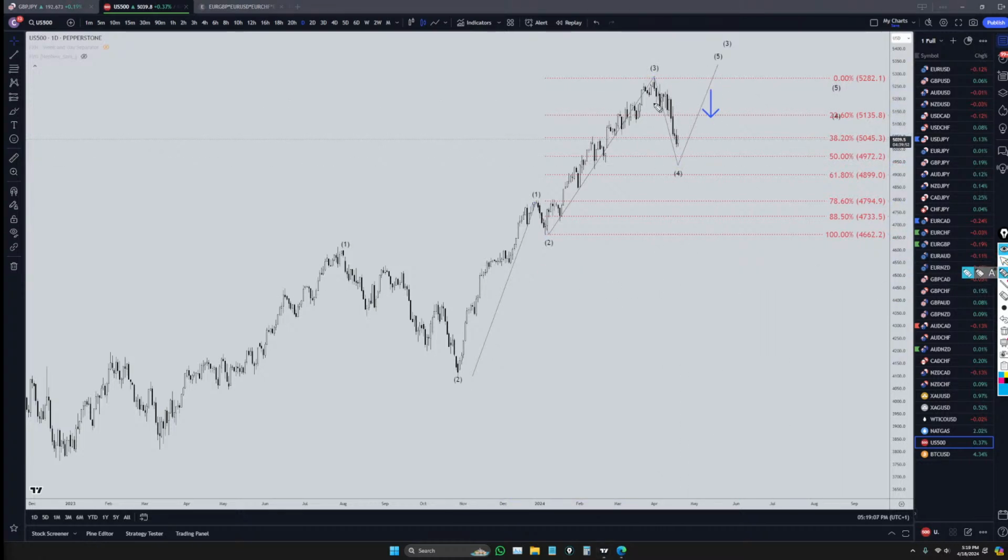But anyways, this is a pretty deep correction, which is absolutely normal because I think this right here is the ABC of two. That ABC of two was extremely shallow. And when you have an extremely shallow wave two, you're almost always going to get a very deep wave four. So I would actually expect this to go down to at least a 50% at this point because of alternating waves.